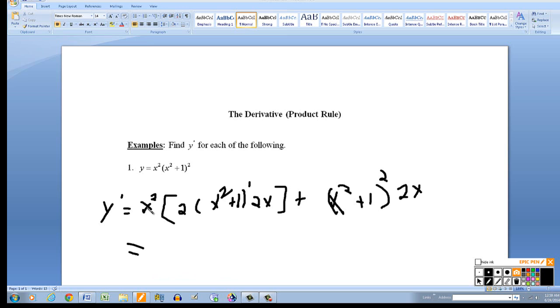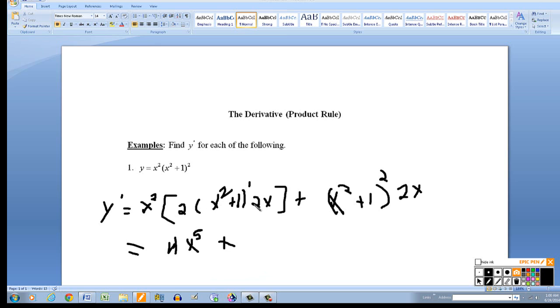So if I multiply the x squared and the x squared here, that'll give me x to the 4th. And then I've got another factor of x. That'll give me x to the 5th. So that'll give me 4x to the 5th here. Okay, I got x squared times x squared is x to the 4th, and then times the 2x is 4. X to the 4th times the x also is x to the 5th. And then this will give me here plus.